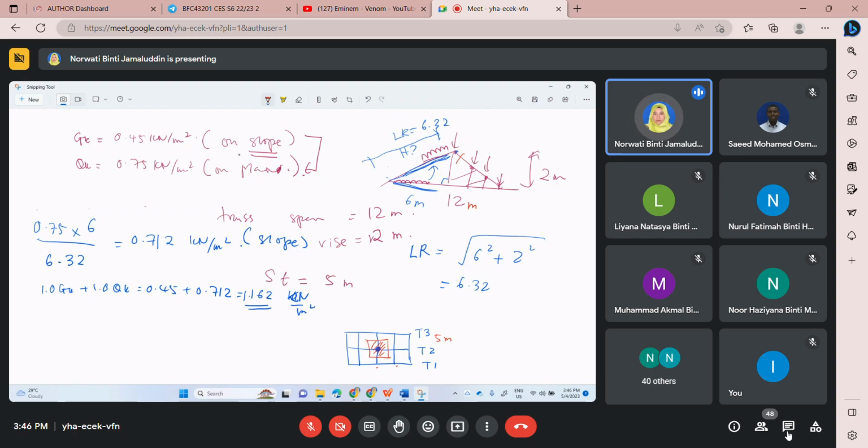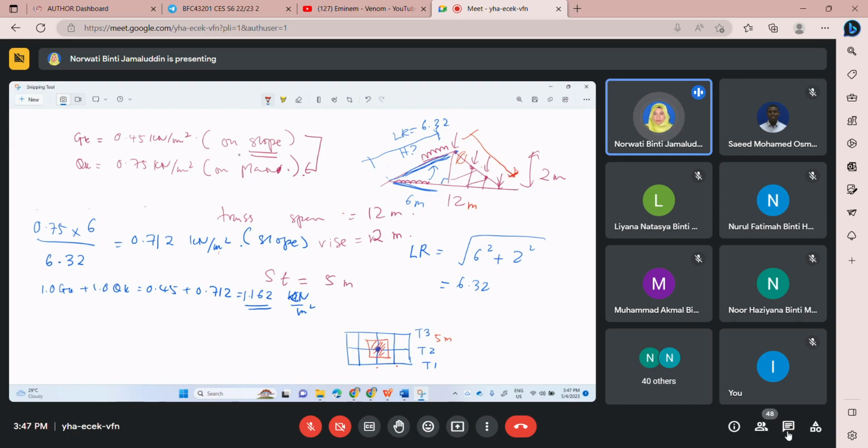Is it logical? It's not logical actually. 12 meter is for the whole span. So half span we have 6 meter. 6 meter we have 1, 2, 3 intervals. So 6 divided by 3, 2 meter. Oh, sorry, no, it's not 6 meter.